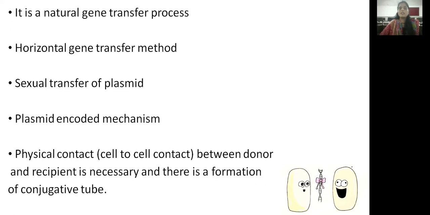Here, physical contact, that is cell to cell contact, is required between a donor male cell and a recipient female cell. The donor male cell has the F plasmid, that is the fertility plasmid, while the F plasmid is not present in the recipient female cell. That is why it is called an F negative cell. So physical contact between this donor and recipient cell is formed via a bridge, which is also called a conjugative tube.